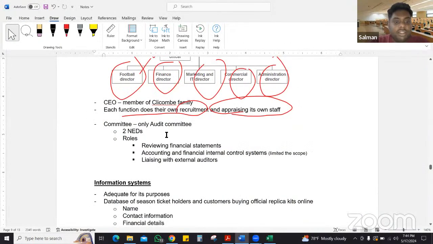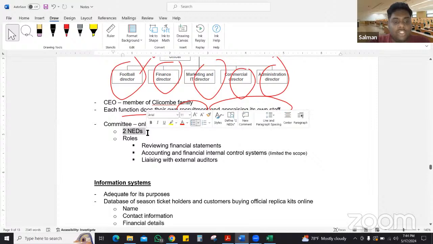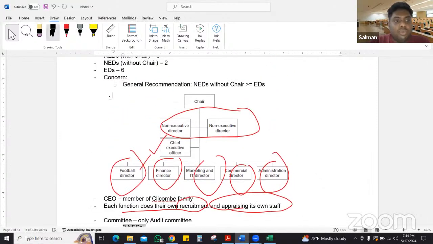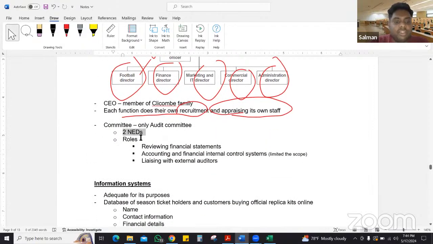Okay. The committee has 2 NEDs. So obviously we saw without the chairperson, we only have 2 non-executive directors. So the 2 of them are the only NEDs, and they also work in the audit committee. The roles: reviewing financial statements, accounting and financial internal control systems, liaising with external auditors. So internal controls come under audit committee, but they are only looking at accounting and financial internal controls.